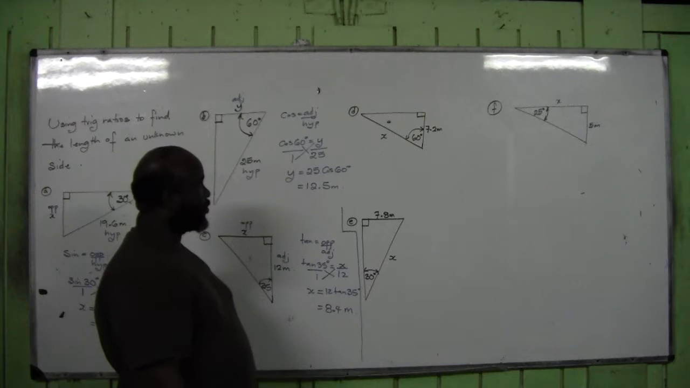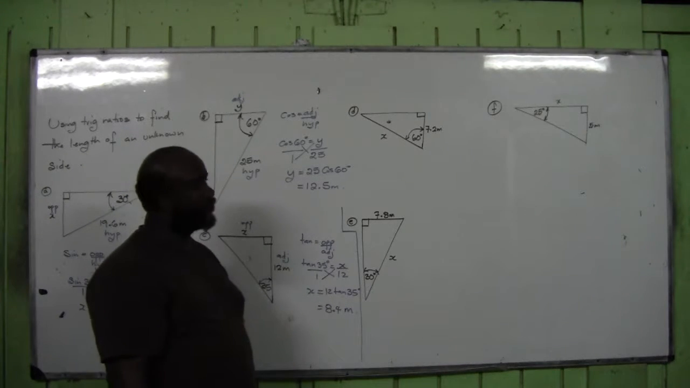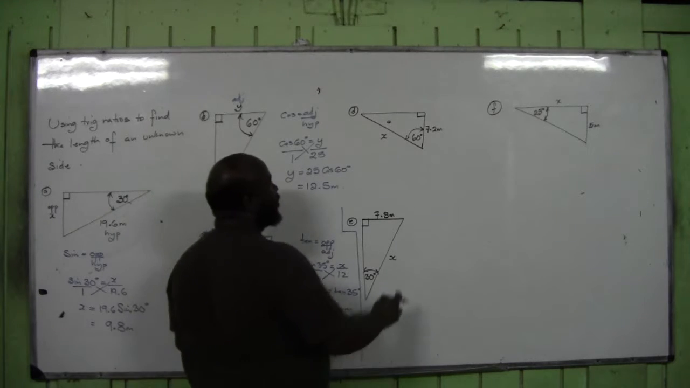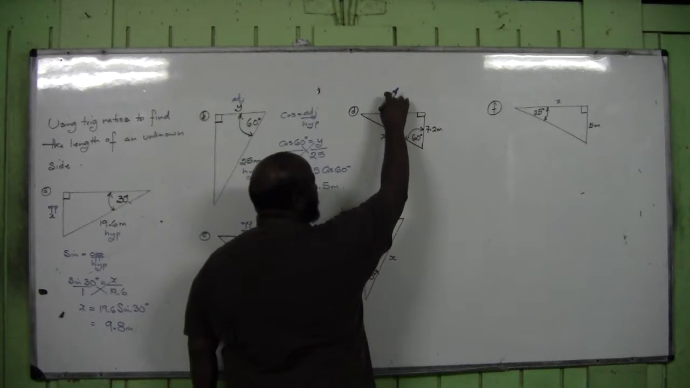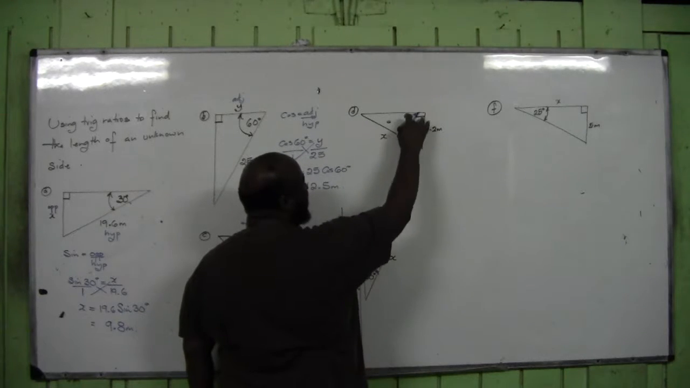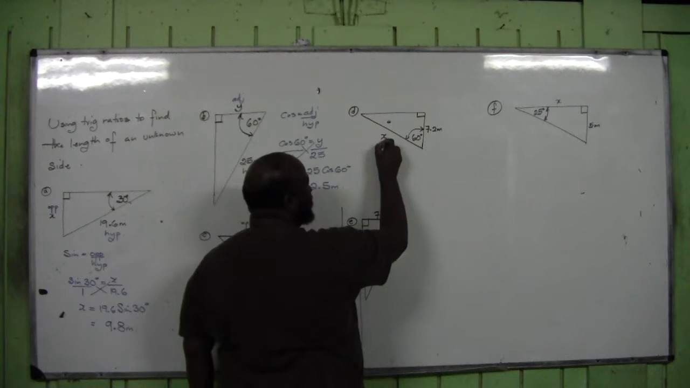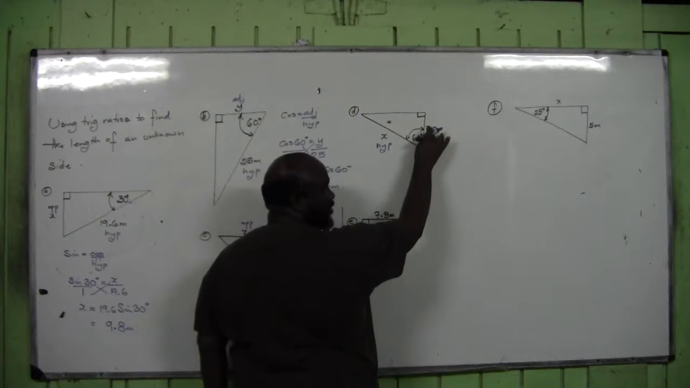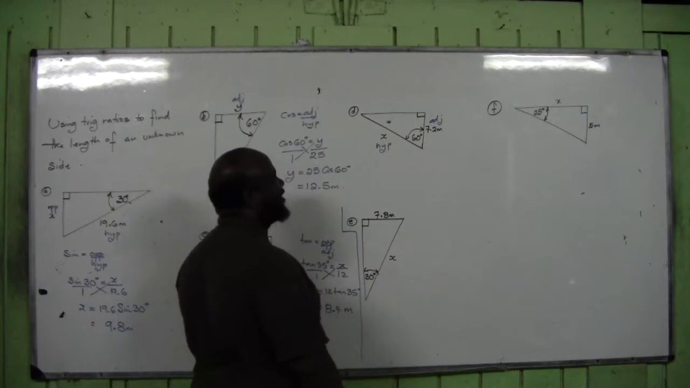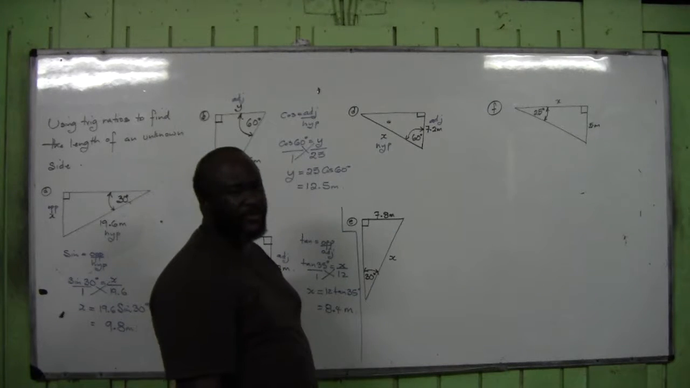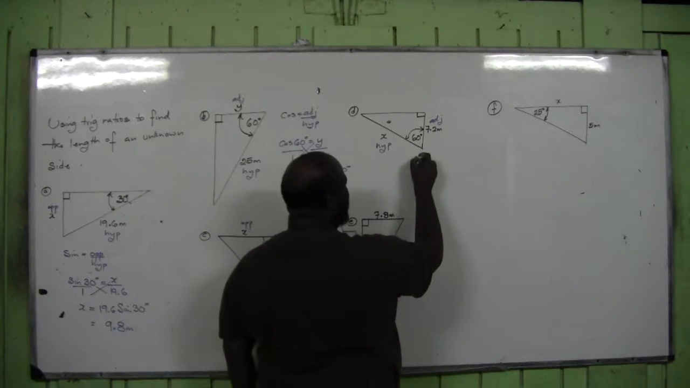Alright. 3 more to go. The side in front of the 60 degrees is what? The side in front of the right angle is the hypotenuse. So this side must be the adjacent. Which ratio includes adjacent and hypotenuse? I'm going to say cos.